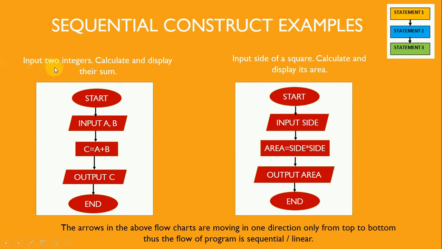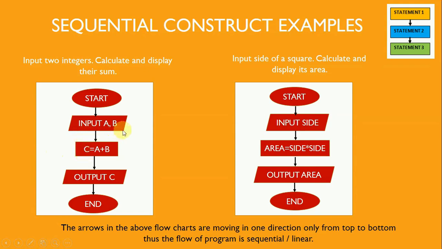The very first question which we are considering is: input two integers, calculate and display their sum. Now let us make a flowchart for this. So we will begin with a start symbol. This indicates the start of the flowchart. Now as we have to input two numbers, the next statement will be input a, b, where a and b are variables to input the values.